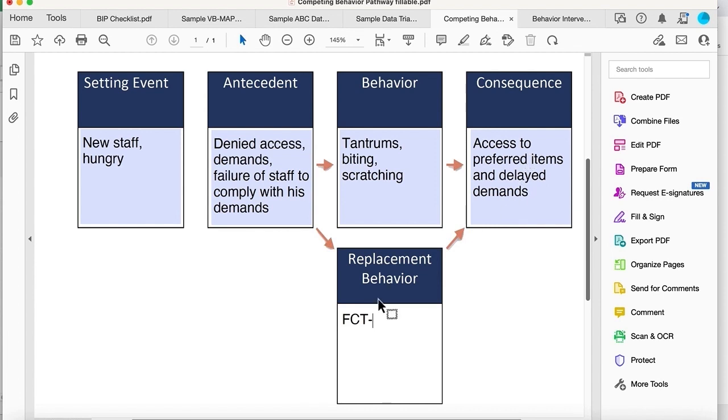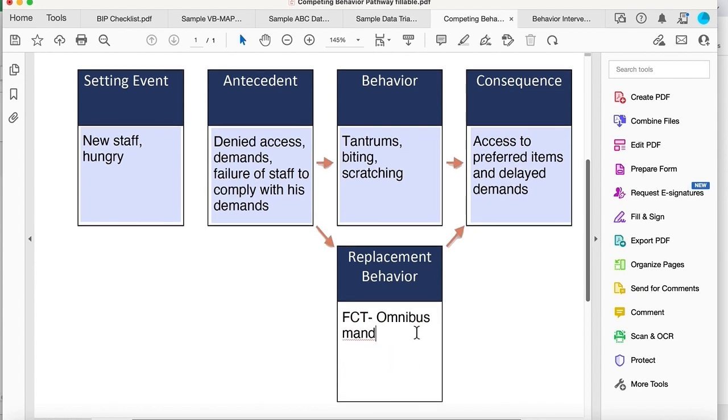So this is where Greg Hanley's My Way protocol kind of falls in. He uses the My Way as an omnibus mand. So we're going to potentially teach him an omnibus mand because it's going to be too much for him to ask for the specific items that he wants and to ask for a delay. So we want him to be able to use a very simple mand to access both of these things. That's why Greg Hanley uses My Way.